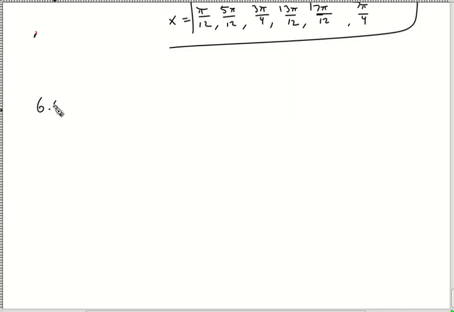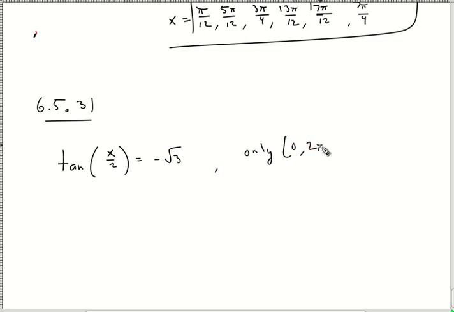It's just crazy problems. All right, let's make this even crazier. I got tangent of x over 2 is equal to negative square root of 3. And they say, again, only look from 0 to 2 pi. See, I'm looking for this stuff now. If they don't have this, then you have to do the 2 pi n business.